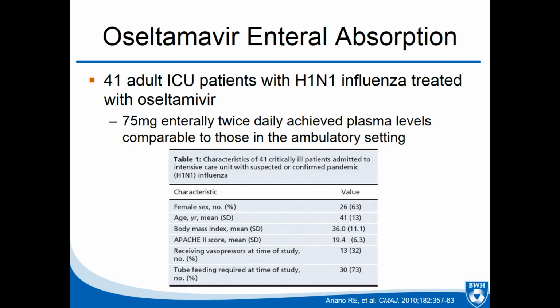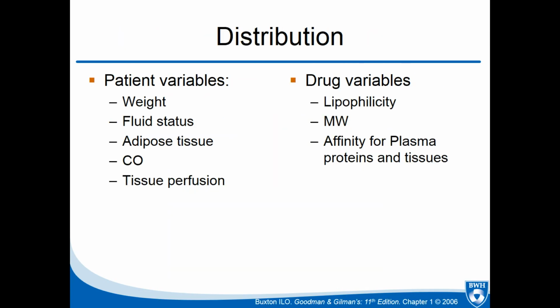This is a study looking at 41 adult ICU patients with H1N1 influenza who were treated with oseltamivir. 75 milligrams twice a day achieved plasma levels in these patients comparable to those in ambulatory settings. These aren't the sickest patients, but they are pretty significantly sick: APACHE scores of 19, and 32% on vasoactive agents. I think it's enough to say confidently that if we're able to have a tube in and be administering oseltamivir in the ICU, we can be pretty confident in its absorption.